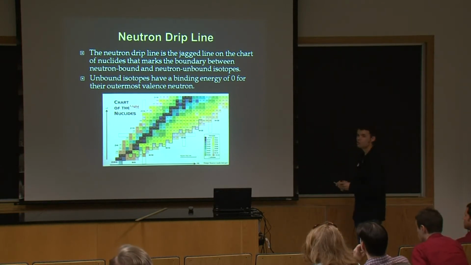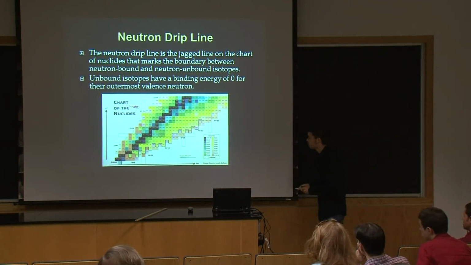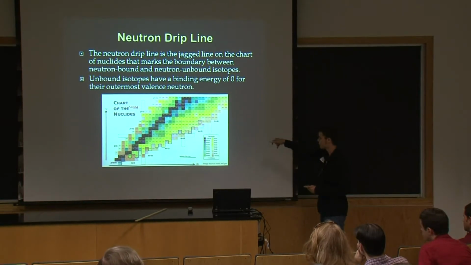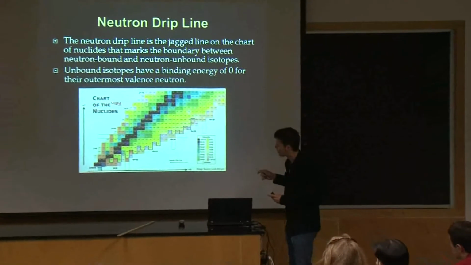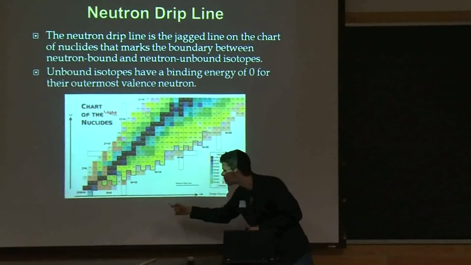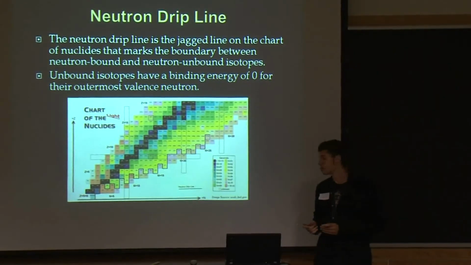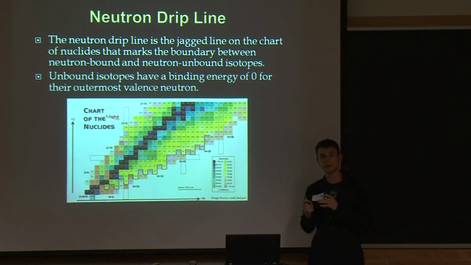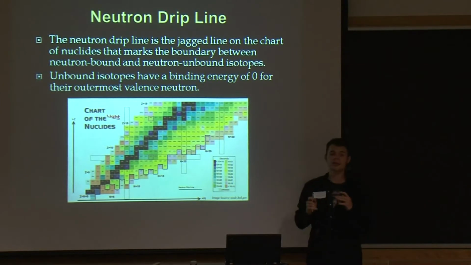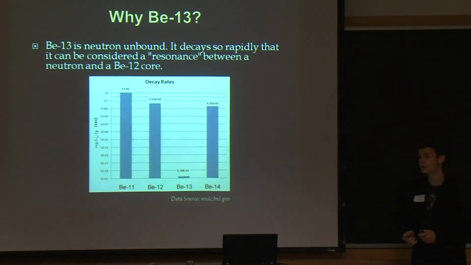And separating the neutron unbound nuclei from the neutron bound nuclei is what's called the neutron drip line, which is shown here. It's this black jagged line going up the chart. And so the nucleus that I have been researching should be right here, beryllium-13. So beryllium-13 is just beyond the neutron drip line, and in fact surrounded on 3 sides by bound nuclei. Though you wouldn't know it from the decay time of beryllium-13.